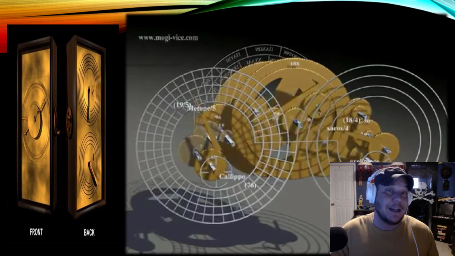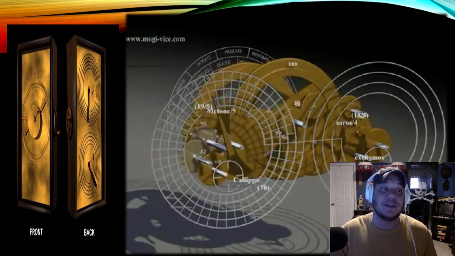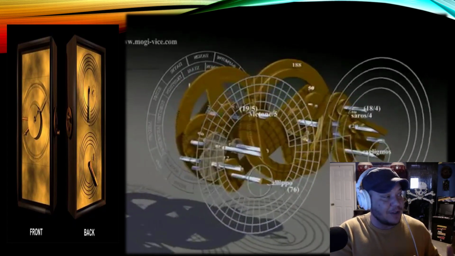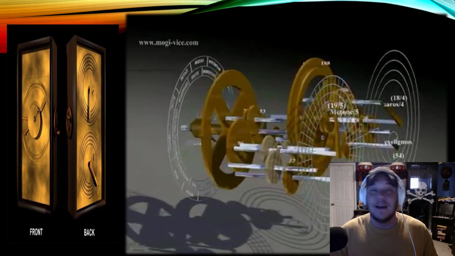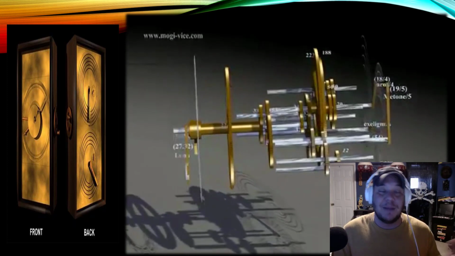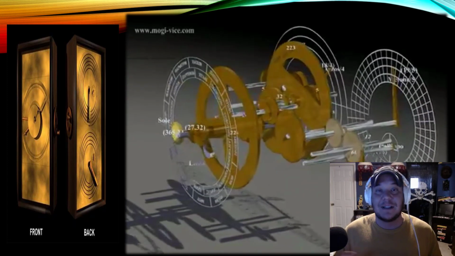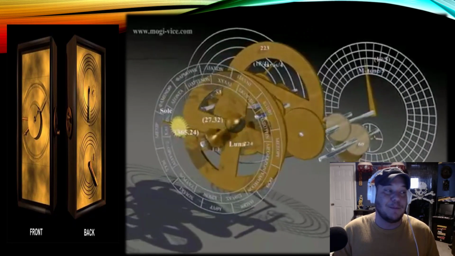It is so accurate that it actually still is accurate to this day. So you can use this Antikythera Mechanism today to discover when the Olympics were supposed to be based on their calendar back then, or when the next solar eclipse is, or those types of pieces.